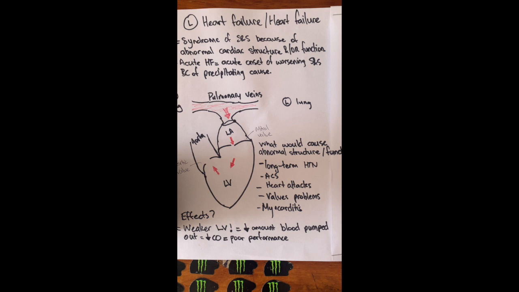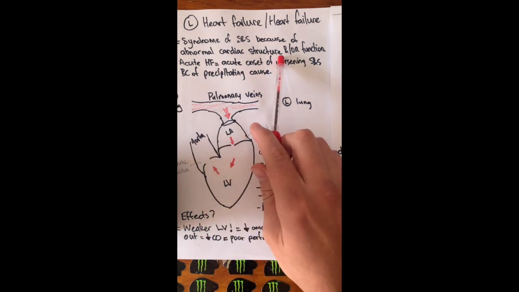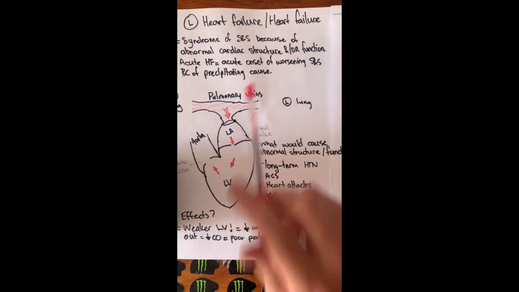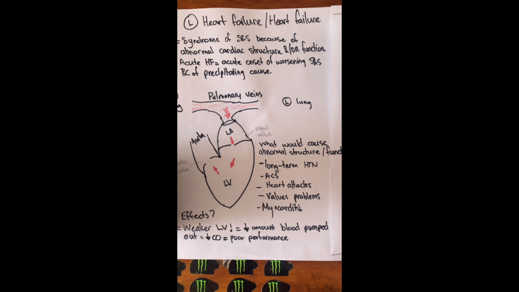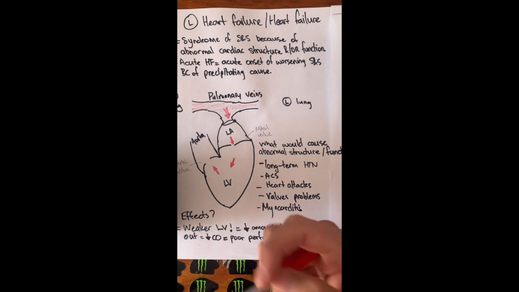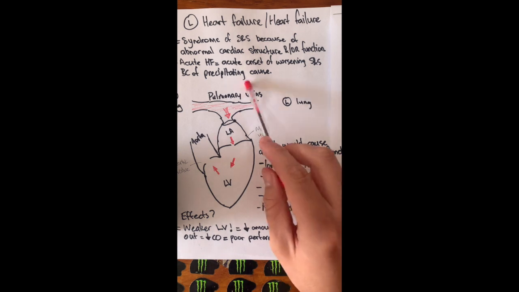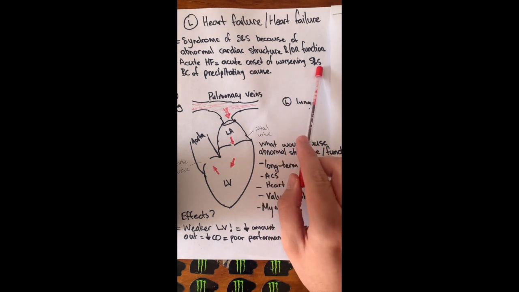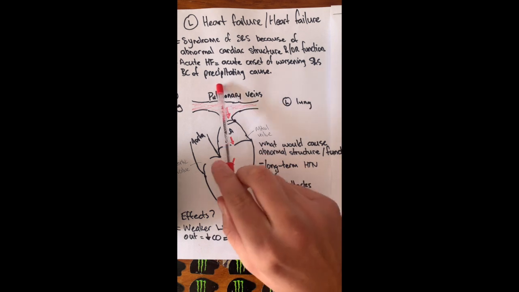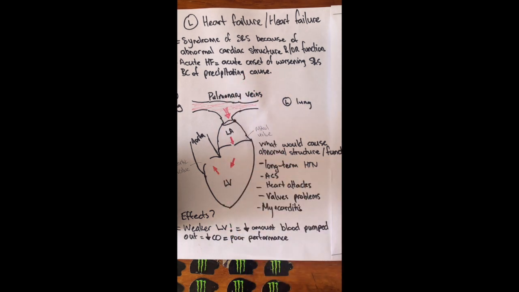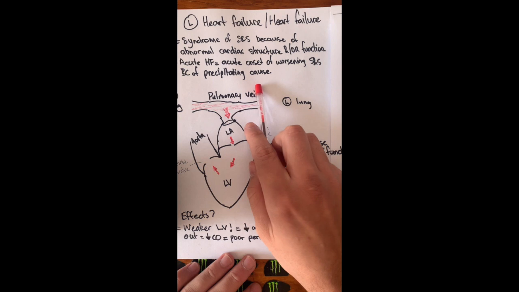We define heart failure as a syndrome of signs and symptoms because of abnormal cardiac structure and/or function. Therefore, to say that someone has acute heart failure would mean that there's acute onset of worsening signs and symptoms, so their state has deteriorated because of some precipitating cause. A precipitating cause is something that has triggered this: the patient already has heart failure, but something has happened in this patient's life that has made their heart worse. So we'll touch on this later.